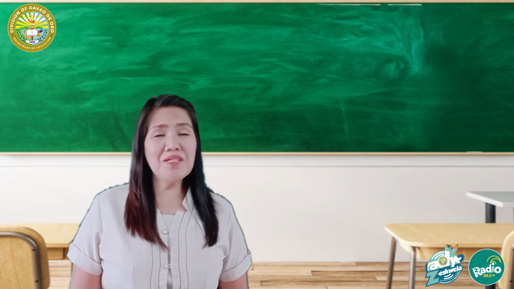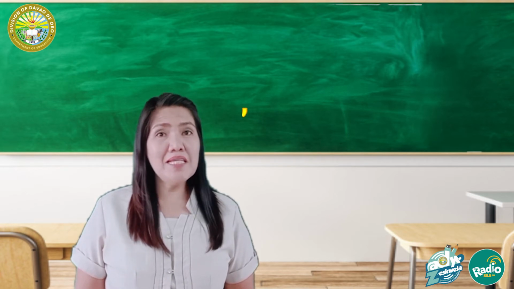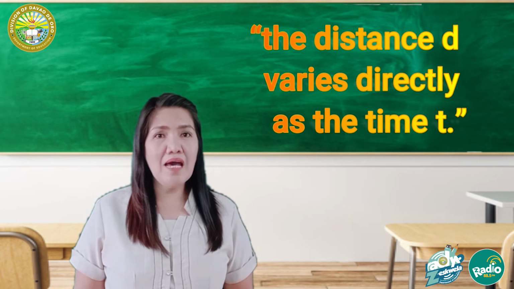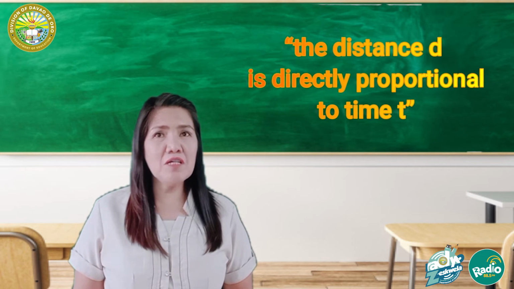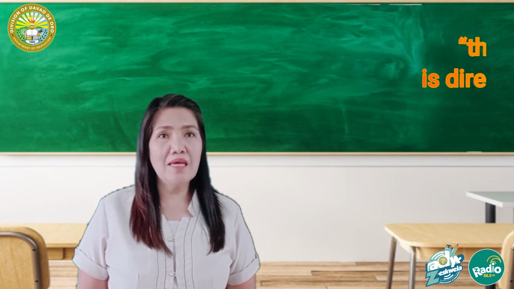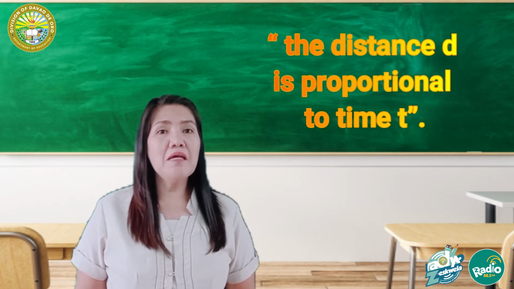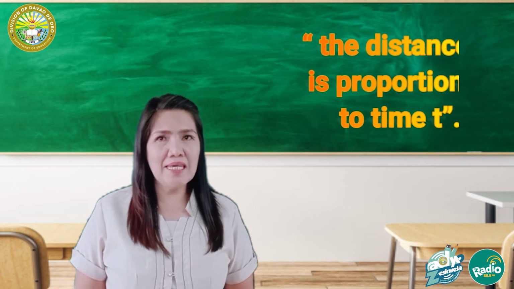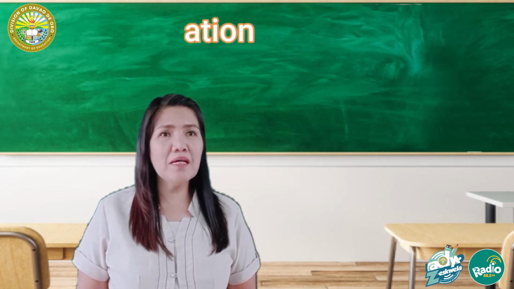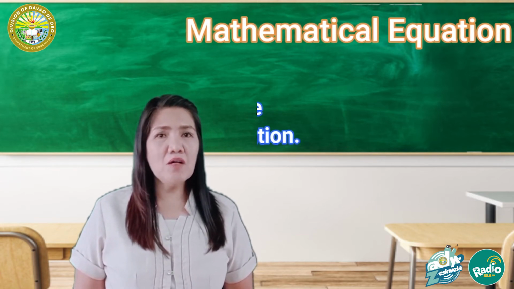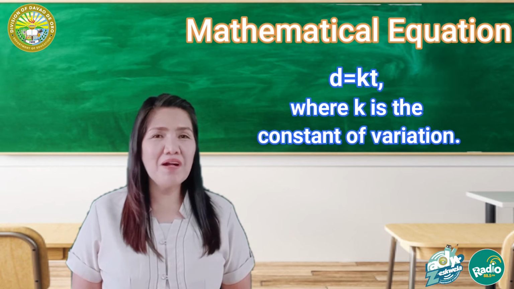So, if you're going to make a mathematical statement, it can be written as the distance d varies directly as the time t, or the distance d is directly proportional to time t. And lastly, it can be stated as the distance d is proportional to time t. All of these statements can be written into a mathematical equation as d equals kt, where k is the constant of variation.